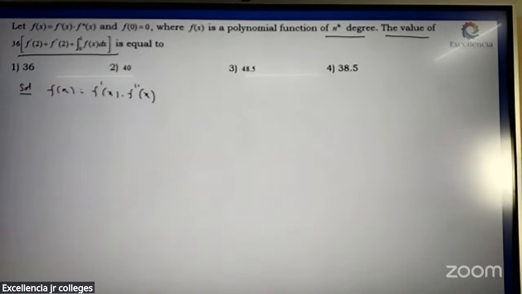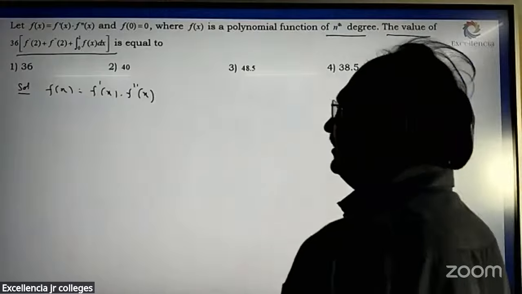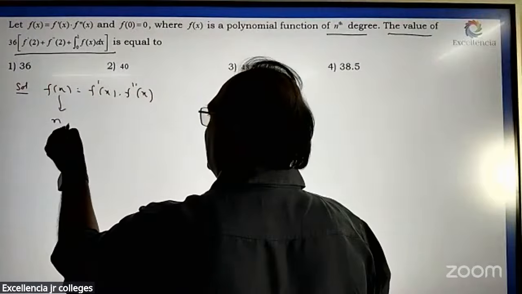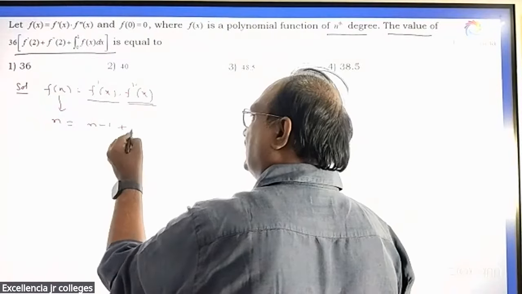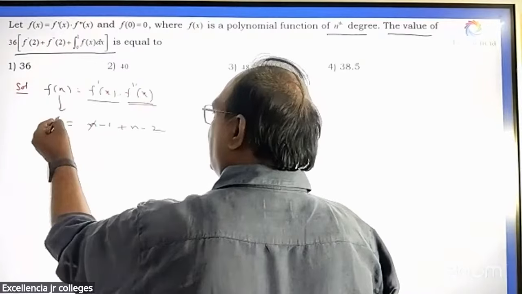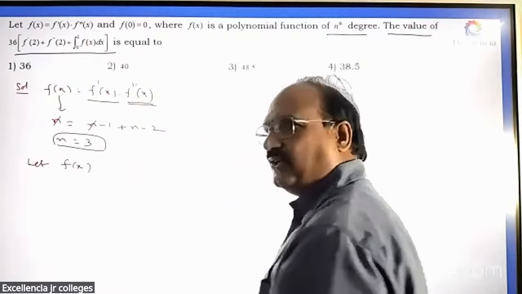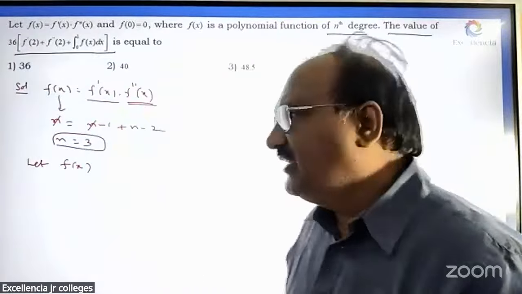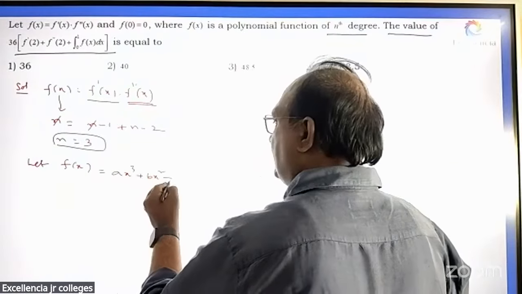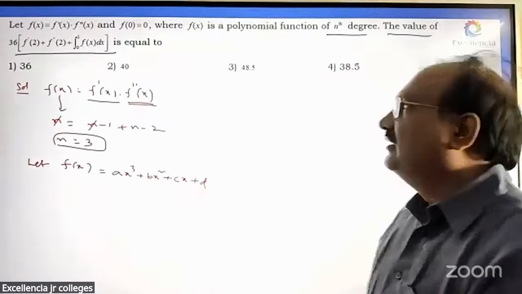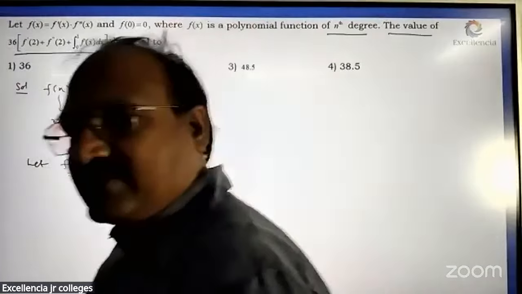First, we have to find the polynomial degree using this. So he said the polynomial is of nth degree. The degree of f dash x is always n minus 1. The degree of f double dash is n minus 2. So n and n cancel, and n must be 3. So let f of x be a third degree polynomial, a cubic: f of x is equal to ax cube plus bx squared plus cx plus d.